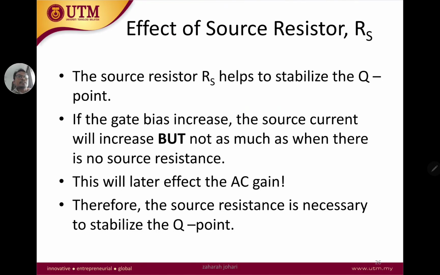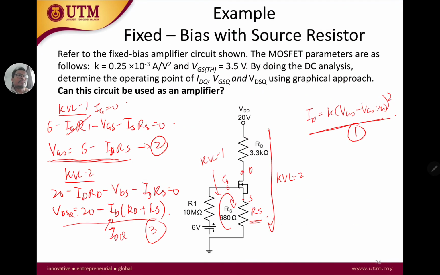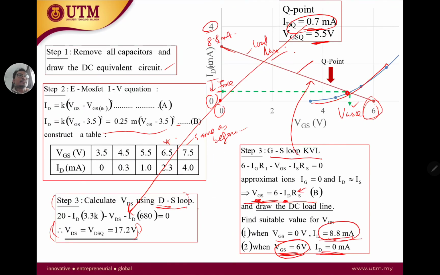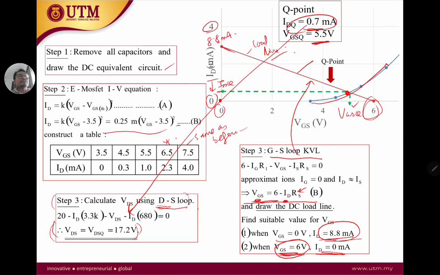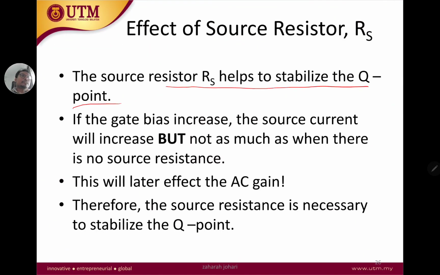What is the use of the source resistor RS? In the previous example, we didn't have the RS, and now for this example we have the resistor RS. The source resistor RS helps to stabilize the Q point by having this load line. If you don't have RS, you're going to have a straight load line, and it's not going to be as stable as the one with RS.